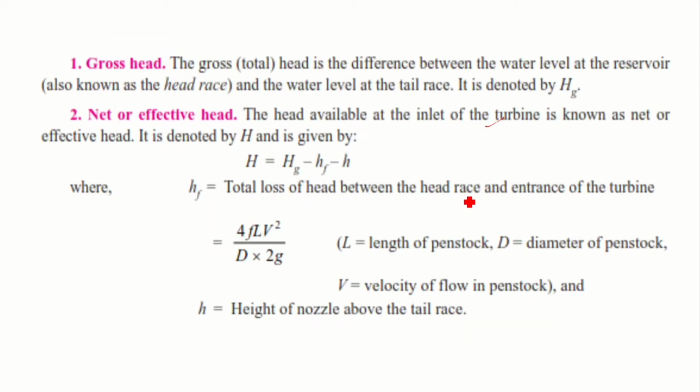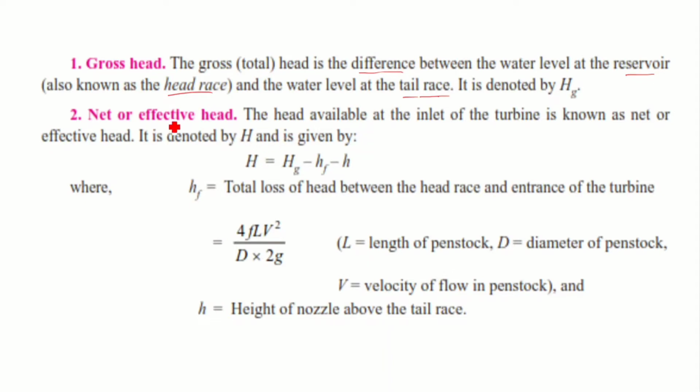Gross head is the difference between the water level at the reservoir and the water level at the tail race. The water level at the reservoir means the water level in the dam, and it is normally known as head race.